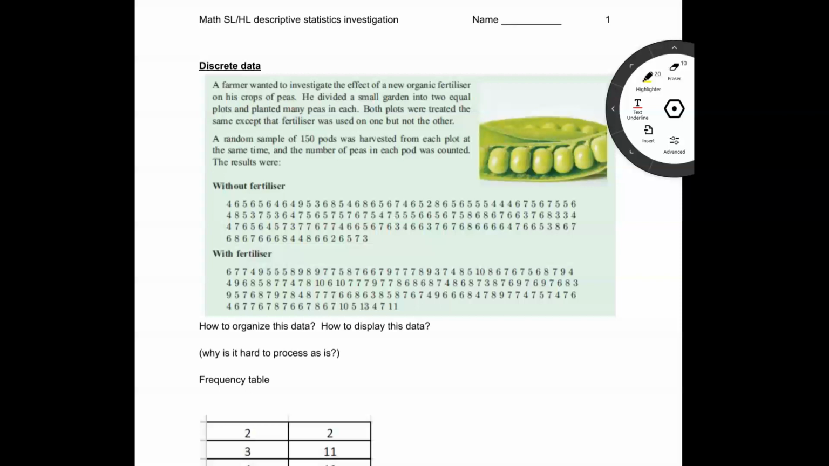So first we're going to talk about discrete data, and then we're going to talk about continuous data and how we process and display this data. First of all, discrete data: normally what we think of as whole number data is discrete data. Decimal data is normally continuous data.